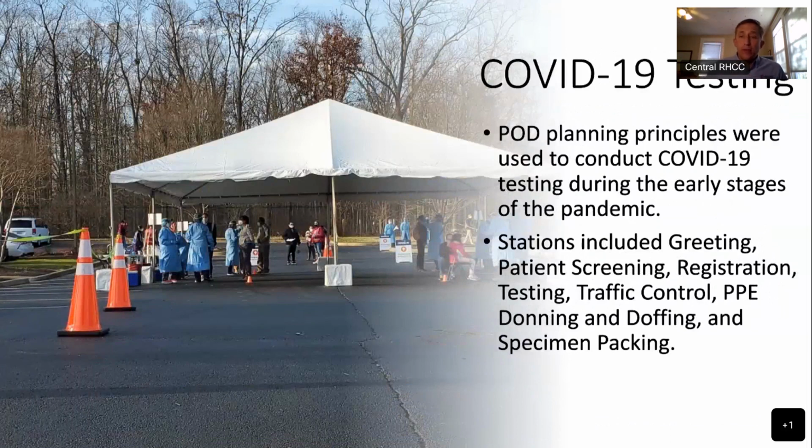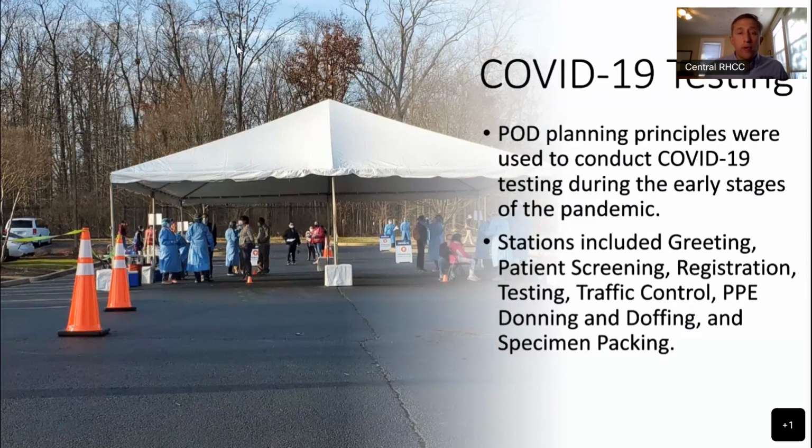And then in the beginning parts of COVID, as I mentioned before, we used pod modalities to set up testing. We did a lot of outdoor testing because of the nature of the virus; we wanted to reduce the risk of spreading it. So a lot of it was outside. But the stations included greeting, screening, registration, the actual testing, traffic control, and also PPE donning and doffing. You can see in this picture the COVID testers are decked out in full PPE for gathering COVID samples. And then we would also have specimen packing and specimen delivery stations as well.